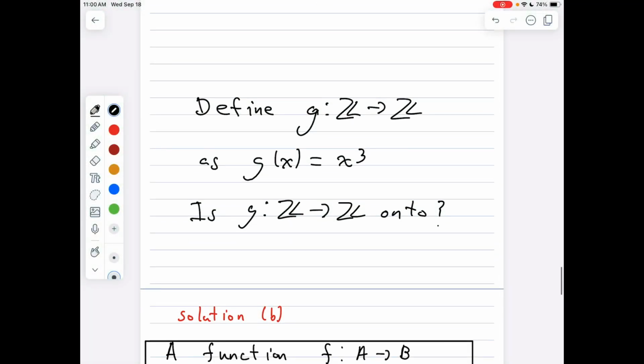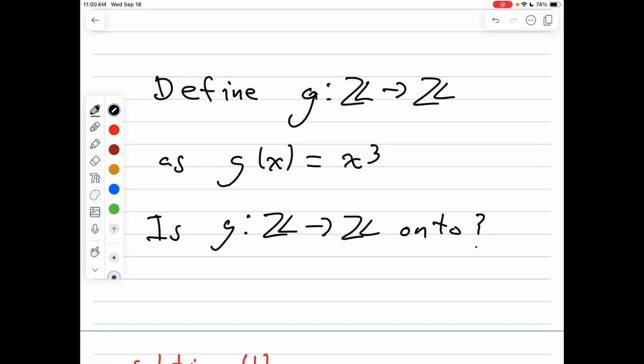All right, hello everyone. So today we're looking at the following question. Define the function g whose domain is the integers to its codomain, the integers, as g of x equals x cubed. So you take an integer and you cube it, and that's the result that you have in the codomain. And the question here is: is this function g onto?